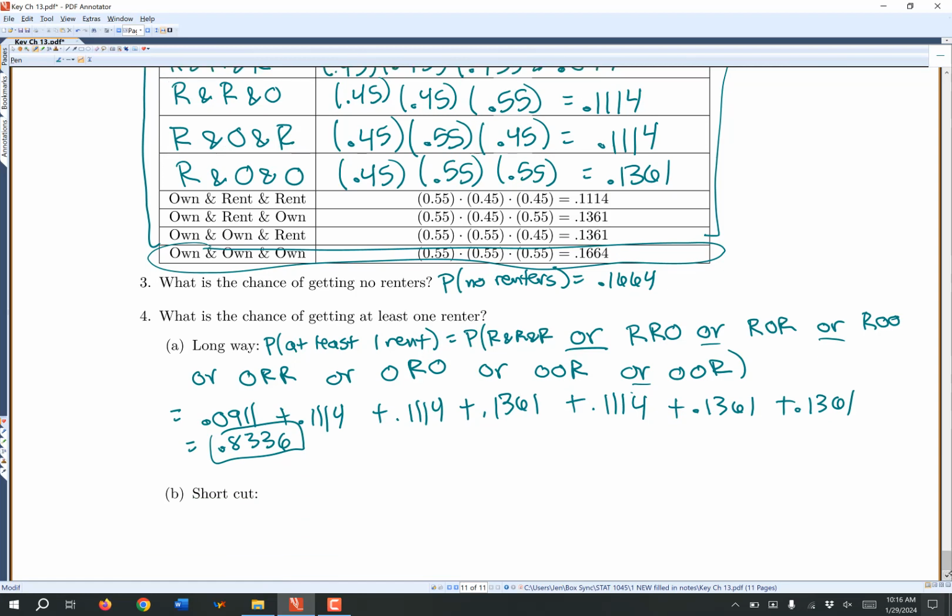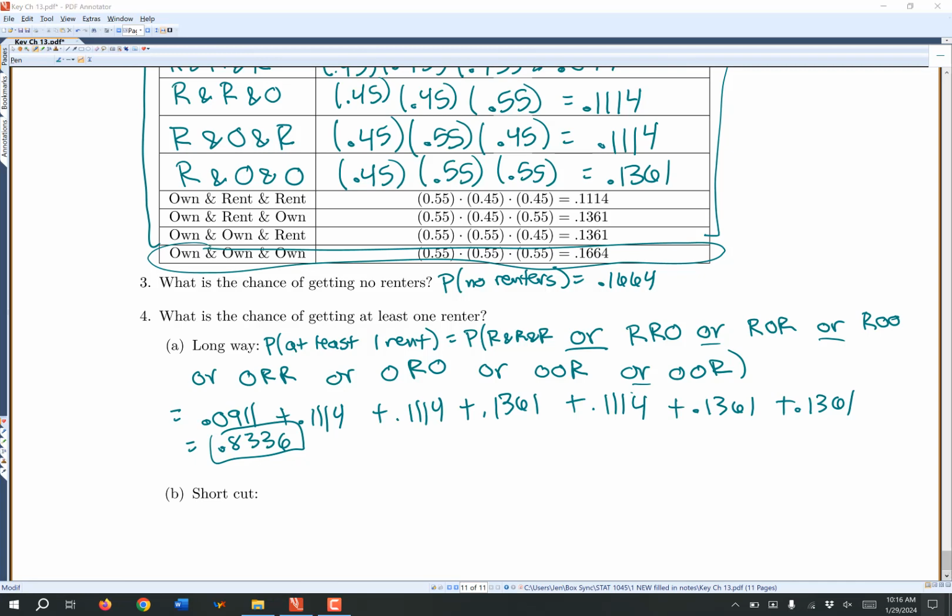It takes a long time if you want to find the probability of at least 1 once you get to these complicated situations of like 3 people. Now imagine if I'd asked you for 5 people or 10 people. Now suddenly you go from 8 outcomes to hundreds or thousands of outcomes. No one ever wants to do that the long way, which is why we have a shortcut.